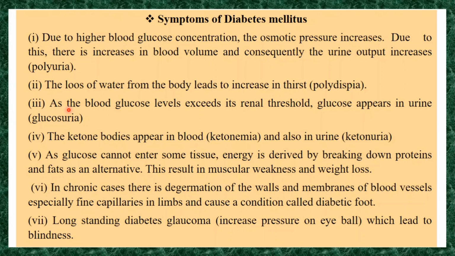And the third one is, as the blood glucose level exceeds its renal threshold, glucose appears in the urine, that is called glucosuria. So what happens, the glucose level increases, exceeds its renal threshold and glucose appears in urine, that term is called glucosuria.